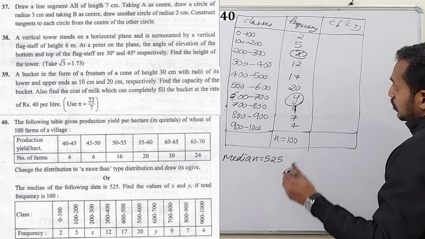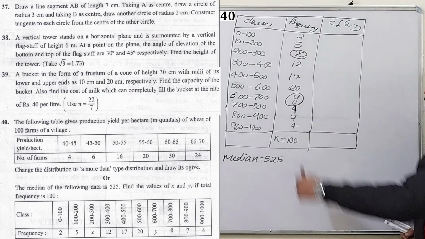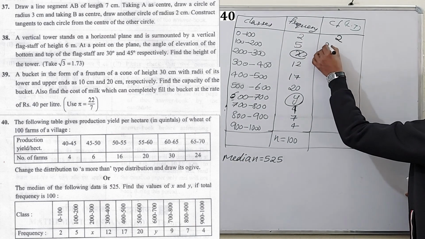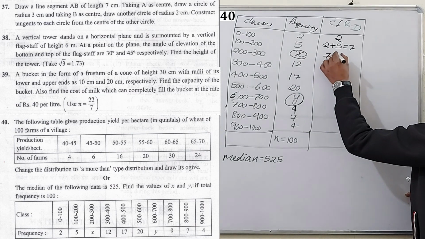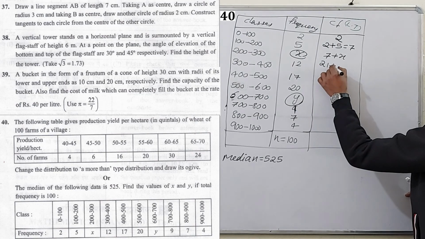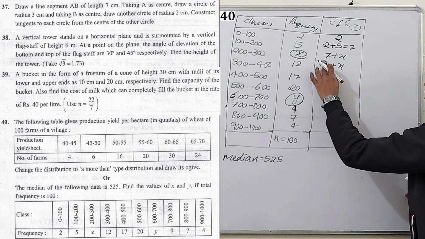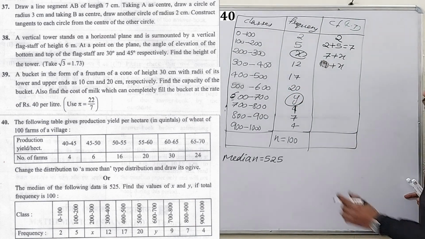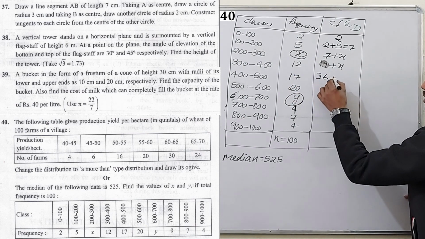So how do we find the less than type cumulative frequency distribution? Just add the previous frequencies to the next one. Here the first one is 2, then next 2 plus 5 is equal to 7. Then next is 7 plus x. Then 7 plus x plus 12 will be 19 plus x. Am I right? 7 plus 12 is 19, so 19 plus x. Then 19 plus 17, that is 36 plus x.